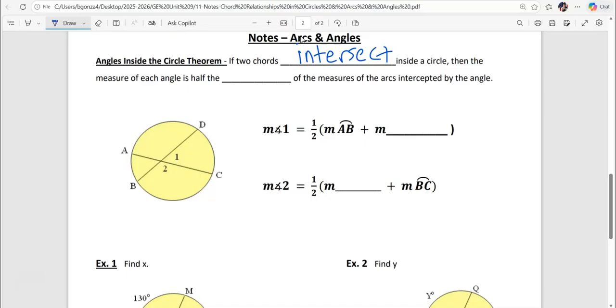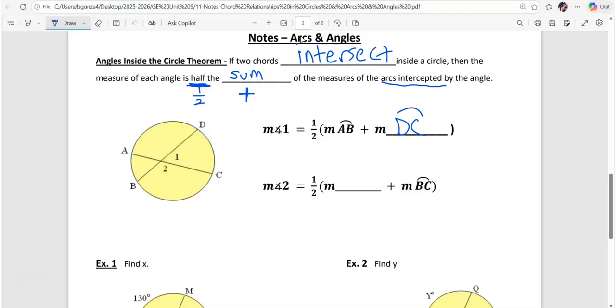Anywhere inside a circle, then the measure of each angle is half, which is 1 over 2, of the sum, and y'all know sum means you add up, the measure of the intercepted arcs by those chords, the angle they make. So here's a formula for angle 1. It's half of the intercepted arcs. So 1 is going to be half of AB plus DC. Add them up, find the average, divided by 2, basically.